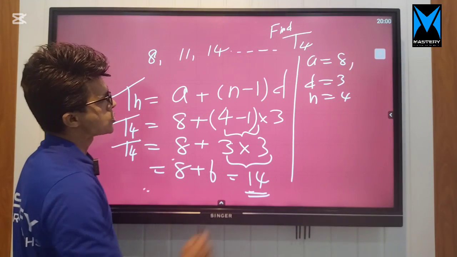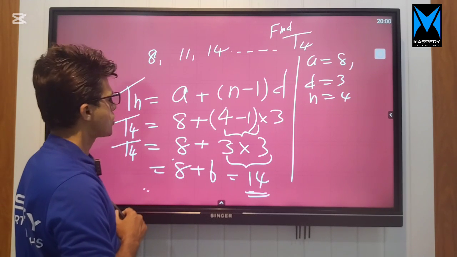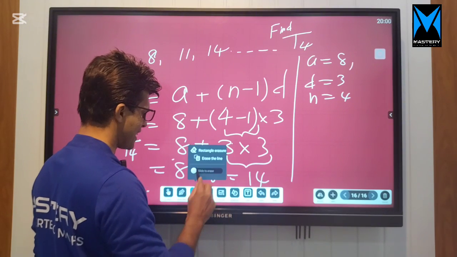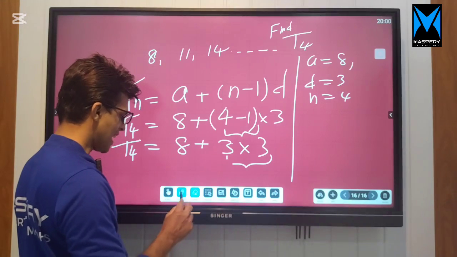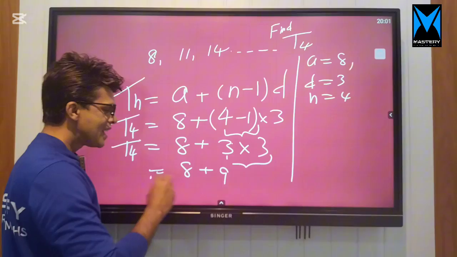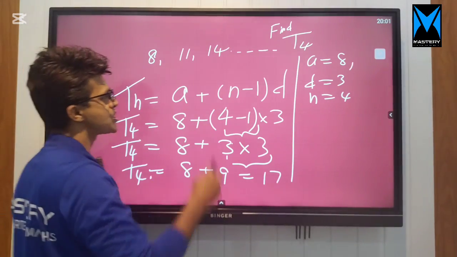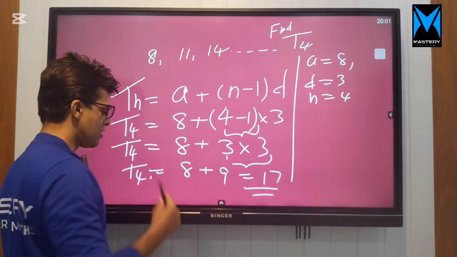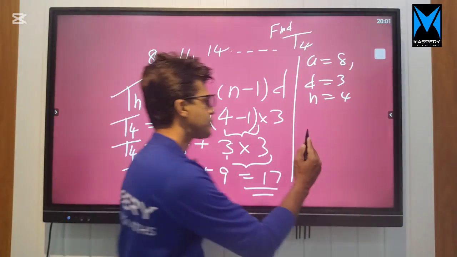Wait. So n equals 4, then 4 minus 1 is 3. Then we need to get the fourth term. Yeah, here it is wrong. 3 times 3 is not 6, 3 times 3 is 9. I was checking here. Then 8 plus 3 times 3, which is 9. 8 plus 9 is 17. So the fourth term is, as we knew, 14 plus 3 is 17. So the fourth term is 17.